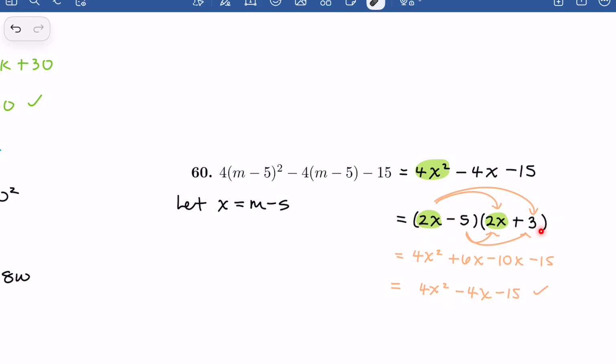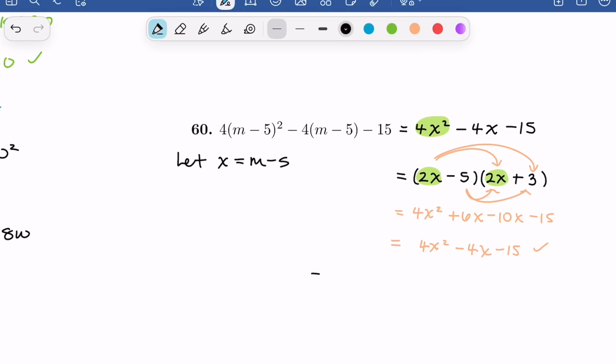This is not going to be our final answer. The reason being is because, remember, x is n minus 5. So our final answer is not going to deal with x, it's going to be in terms of n. So what we need to do is plug this value for x, n minus 5, into this factored form. So let's go ahead and do that. We're going to have 2 times x, and remember, x is n minus 5, minus 5. Then we're going to have 2 times x plus 3. So we're just plugging this value for x into our factored form.